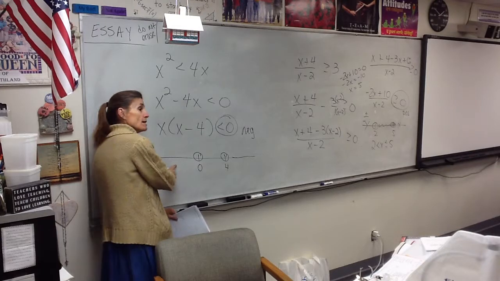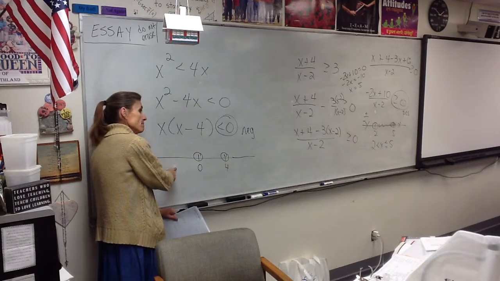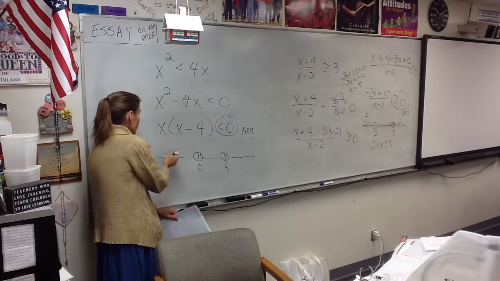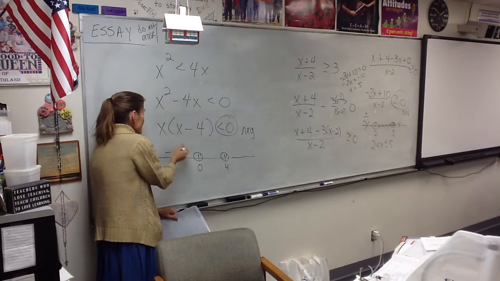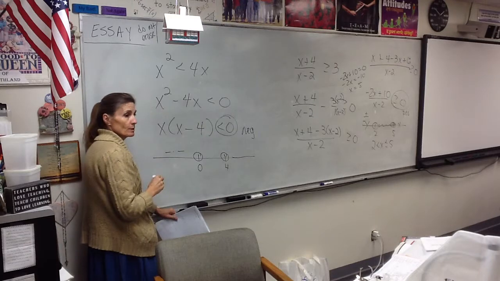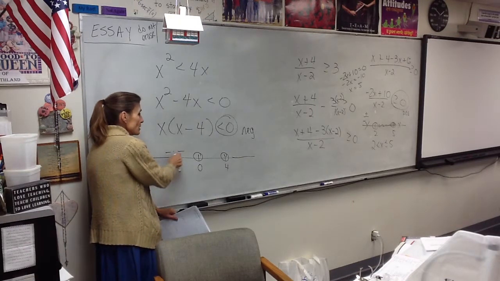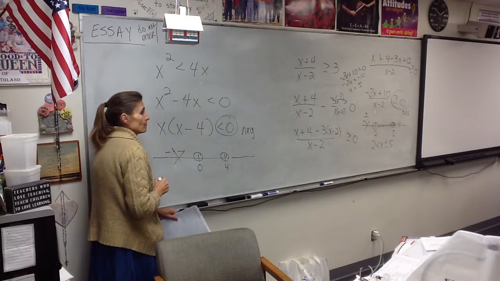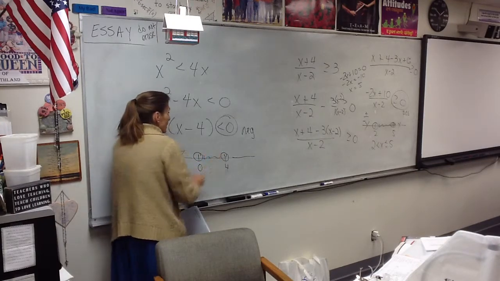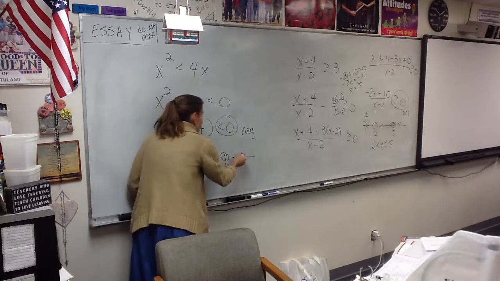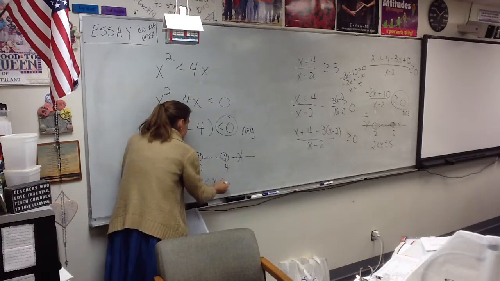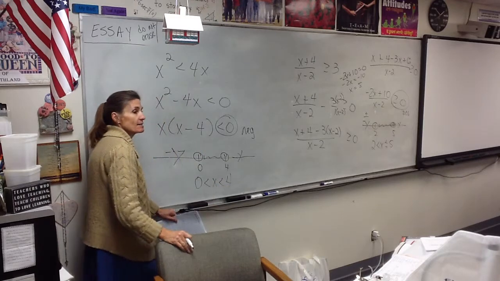So if you want to try -1, that's fine. If you put in -1, this would be negative, and this would be negative. When you multiply those two negatives, you do not get negative, so this didn't work. Which means this will, and that won't. 0 is less than x, x is less than 4. That's the answer to the question.